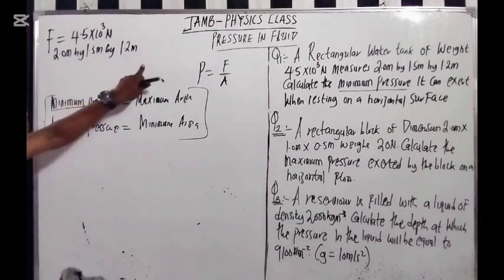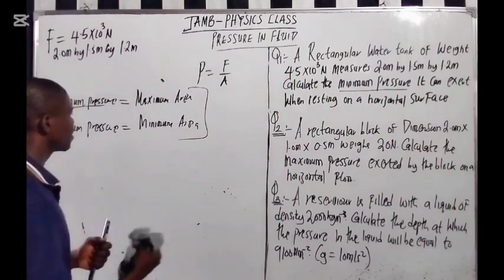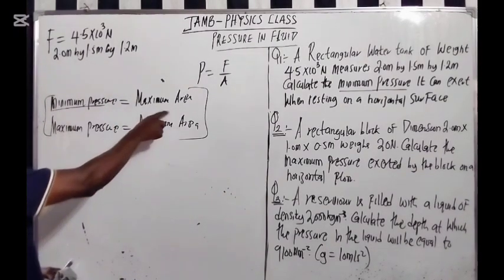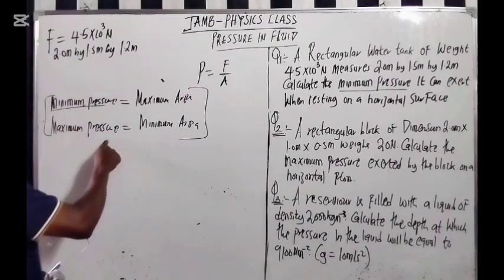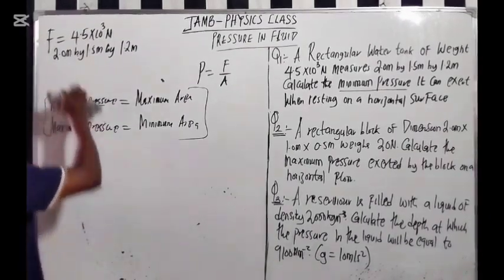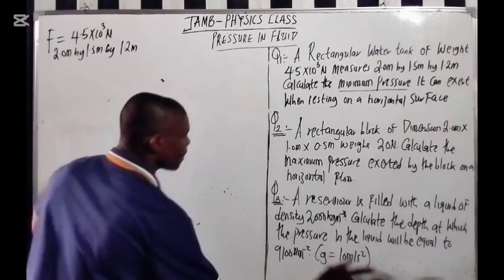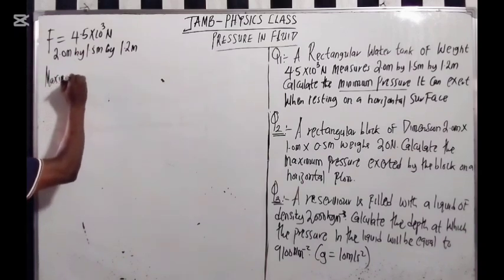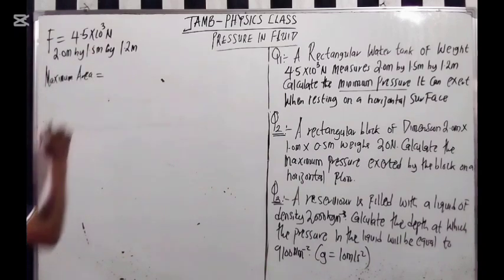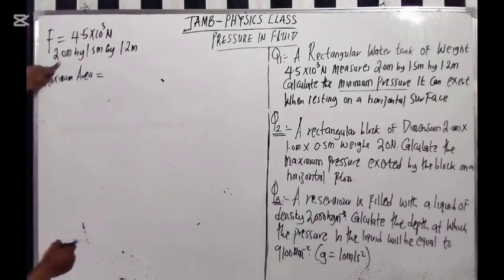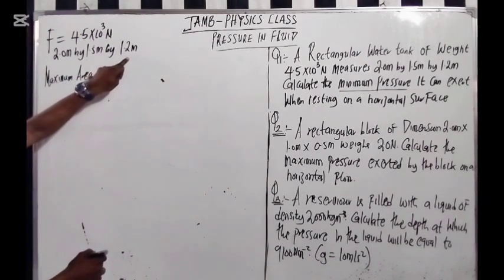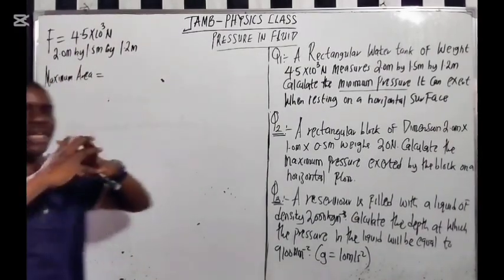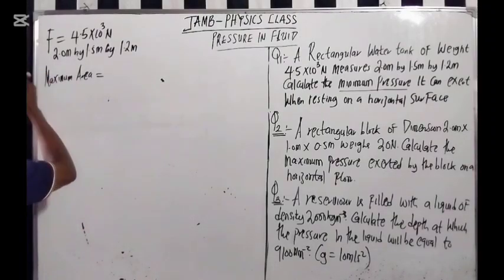Now these are the values given to me. How can I get the maximum area? Just understand that minimum pressure equals maximum area. Take note of it. The maximum pressure equals minimum area. Do you see that? So how do you solve this? I'm going to get my maximum area. Here we have 2.0, 1.5, and 1.2. I'm going to take the highest values, because when we talk about maximum, I take the highest values.